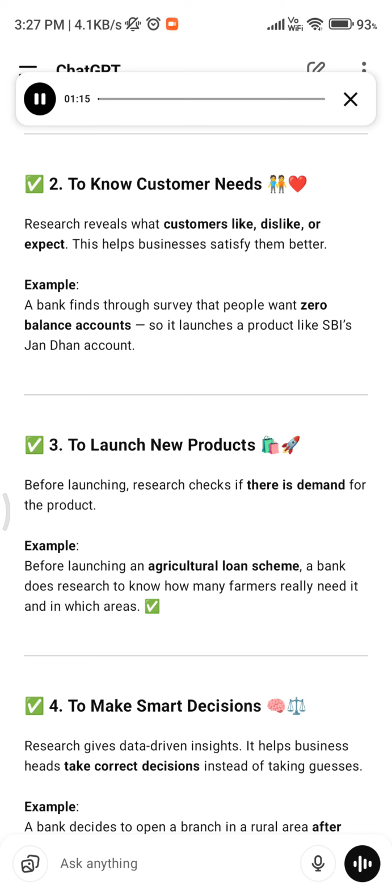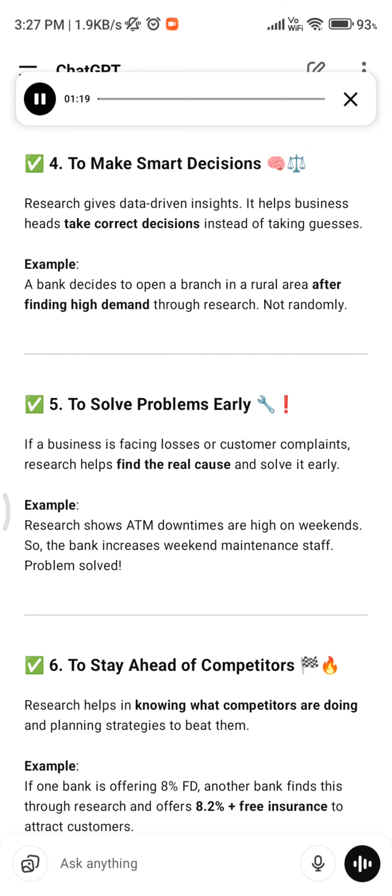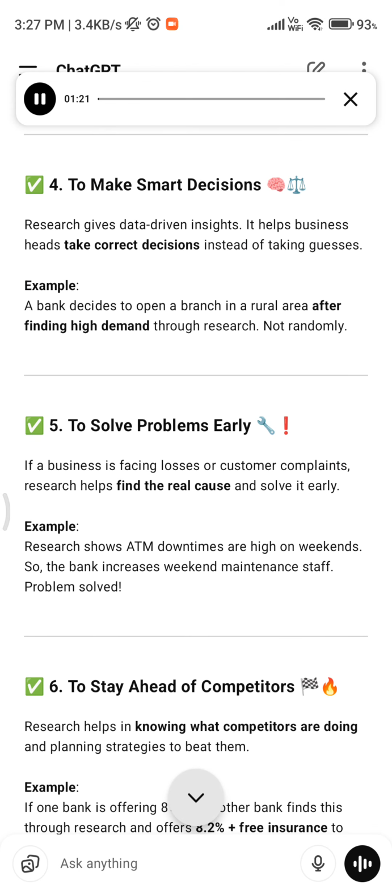4. To make smart decisions. Research gives data-driven insights. It helps business heads take correct decisions instead of taking guesses. Example, a bank decides to open a branch in a rural area after finding high demand through research, not randomly.